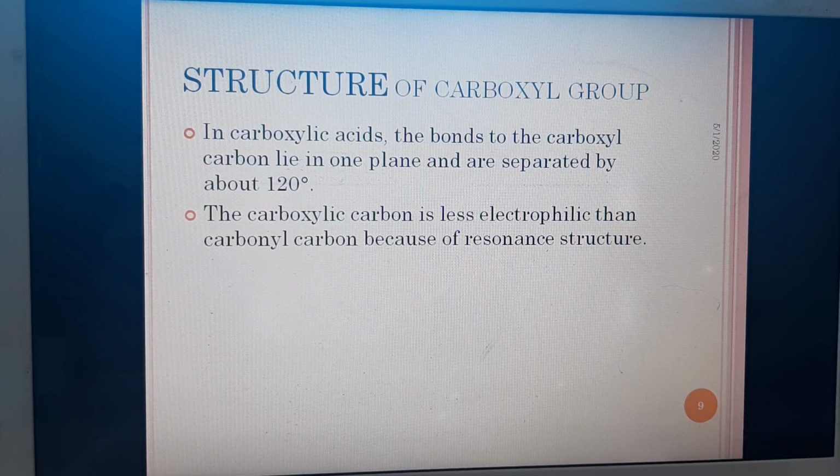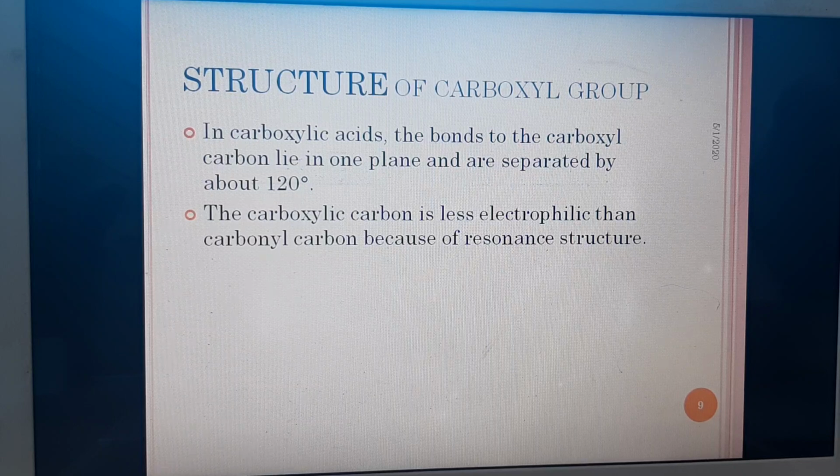In carboxylic acids, the bonds to the carboxylic carbon lie in one plane, and these are separated by an angle of 120 degrees. That means all the bonds in the carboxylic carbon lie in one plane. In the same plane, all the bonds are located, and these bonds are separated by an angle of 120 degrees.